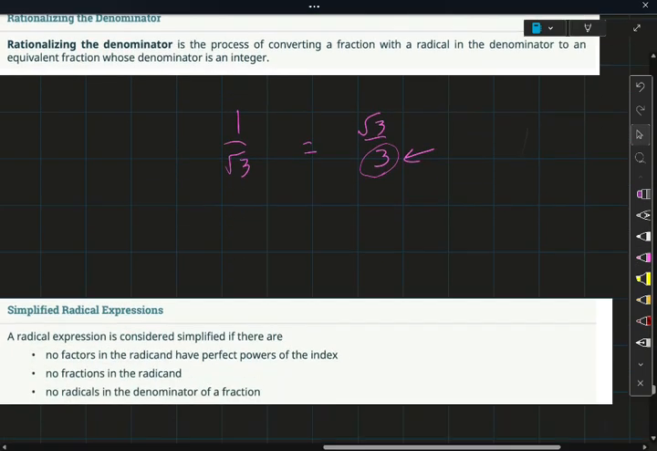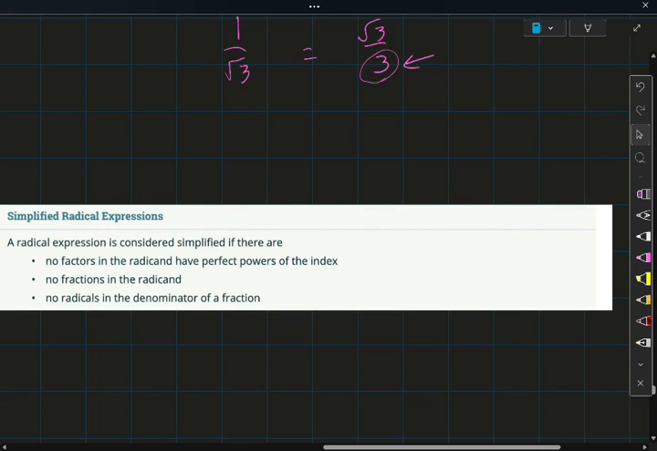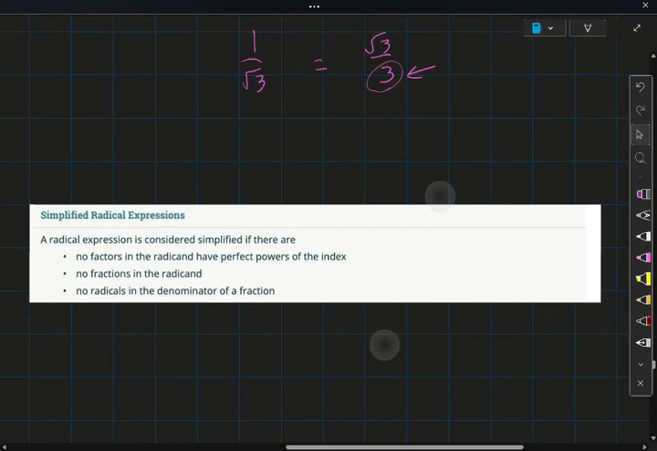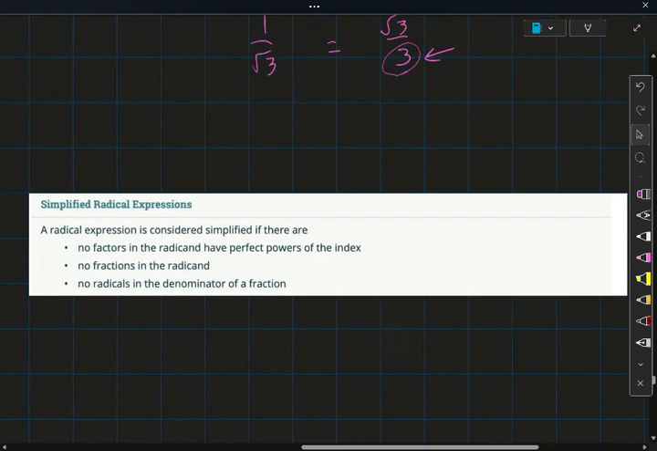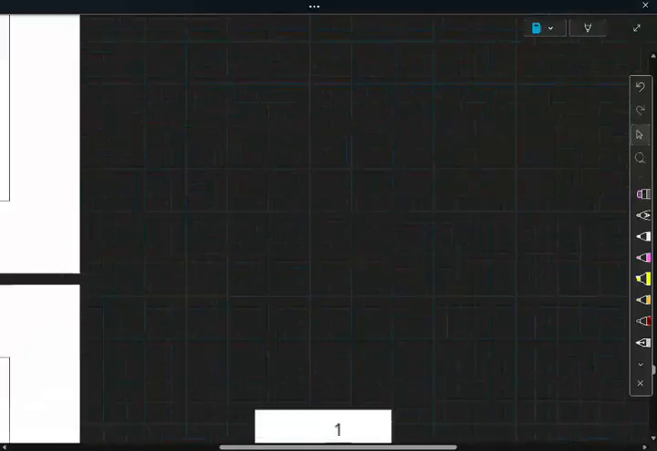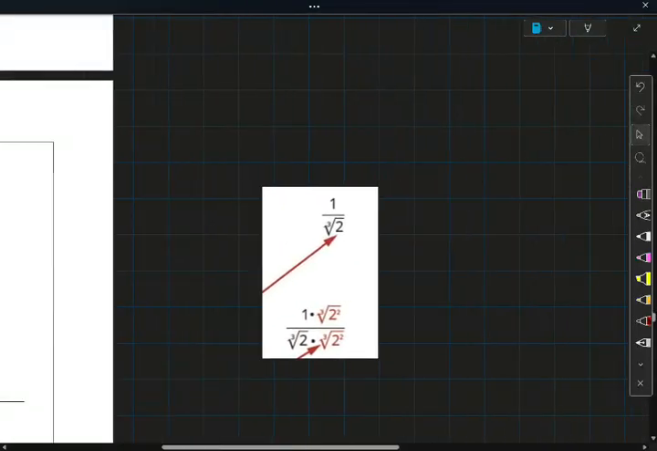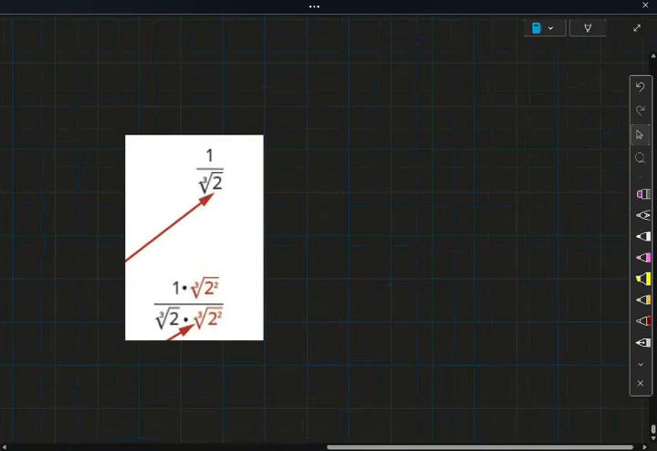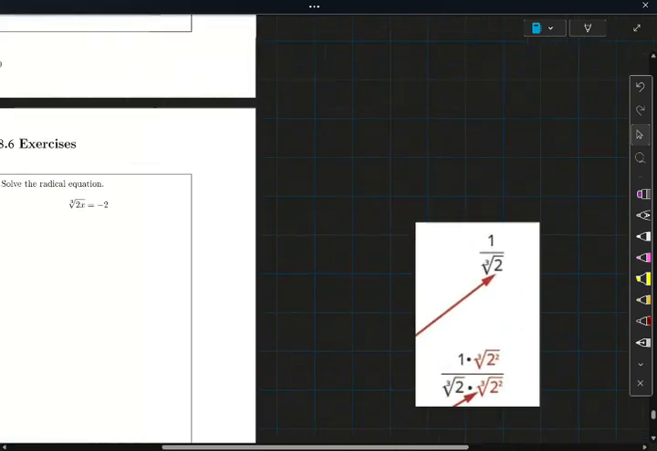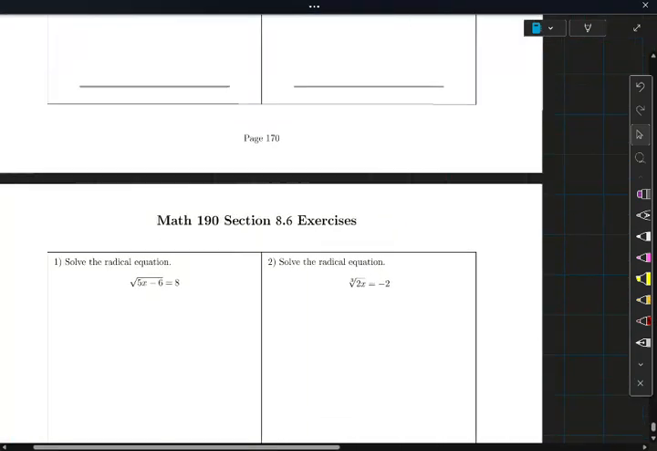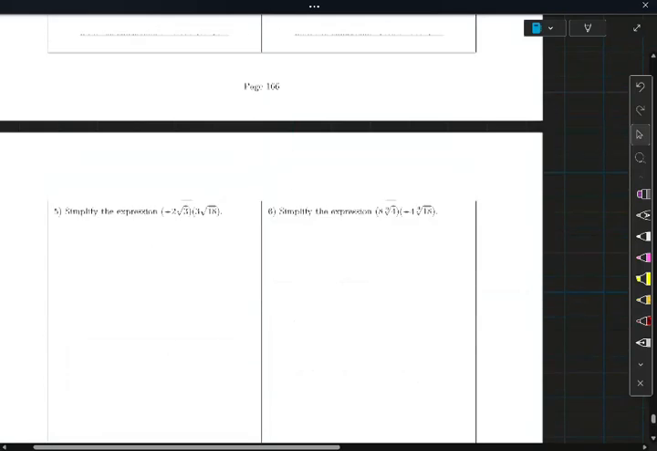A radical expression is considered simplified if there are no factors in the radicand having perfect powers of the index, no fractions in the radicand, and no radicals in the denominator of a fraction. So let's take a look at some examples. We have 1 over, actually let's look at some more basic fundamental examples first, and then we'll look at the other ones.